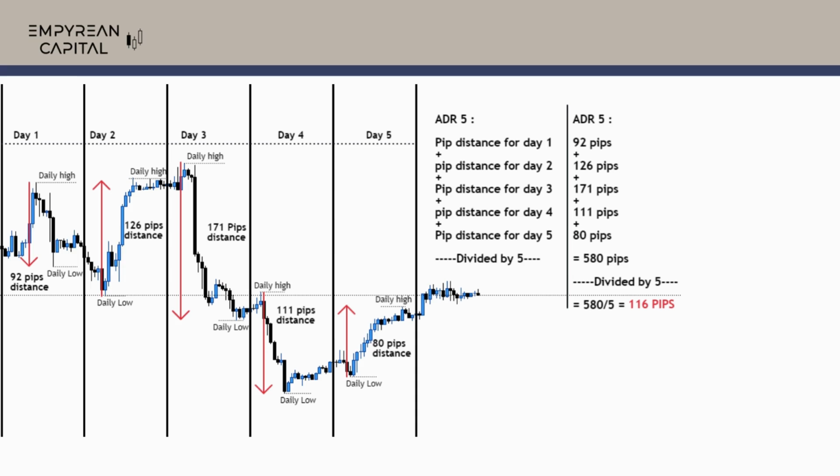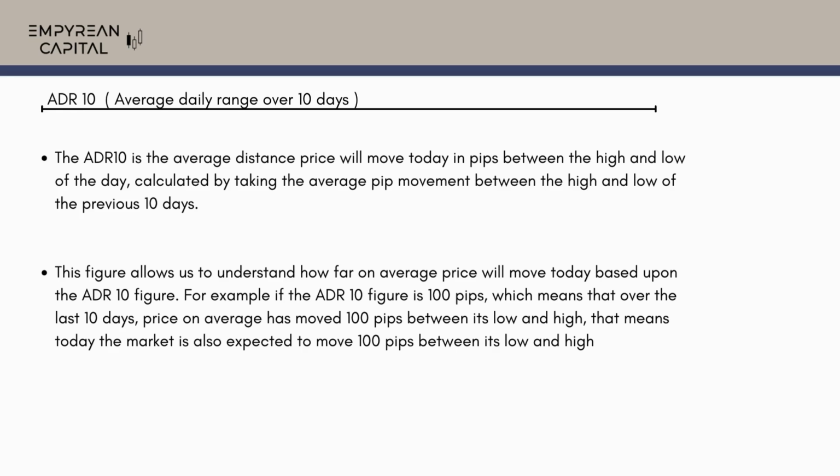And then to find out the average, also known as the ADR, right, what we do is we add all these figures together and then divide it by 5 in order to obtain the average, right? So this is 116 pips. And what this means is that today, price is expected to move 116 pips between the highest and the lowest point of the day. Now, let's have a look at the ADR10, which is the ADR we'll be using.